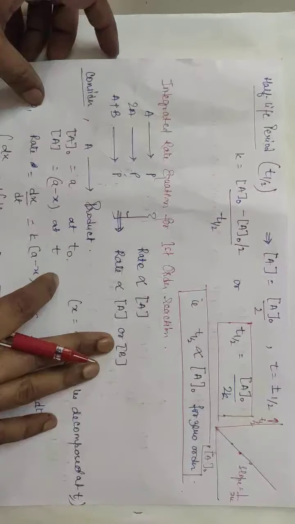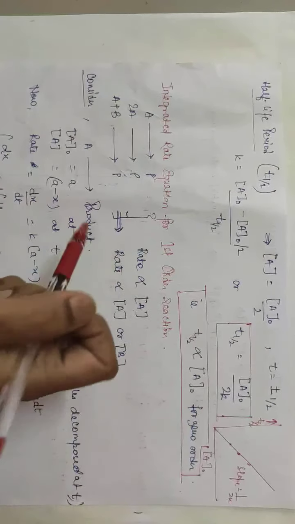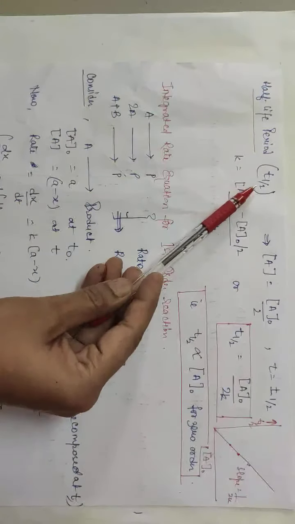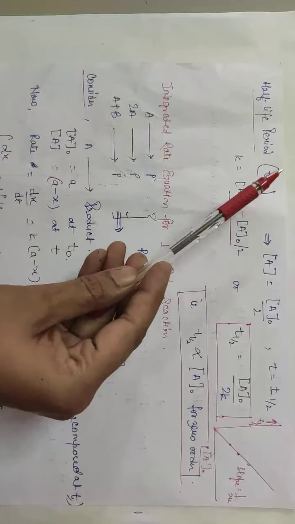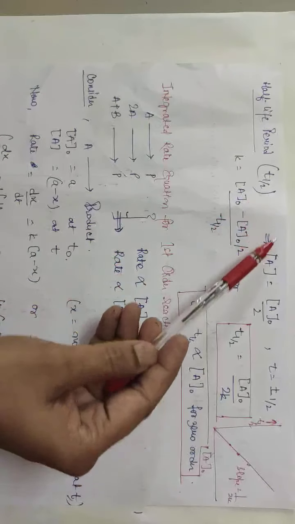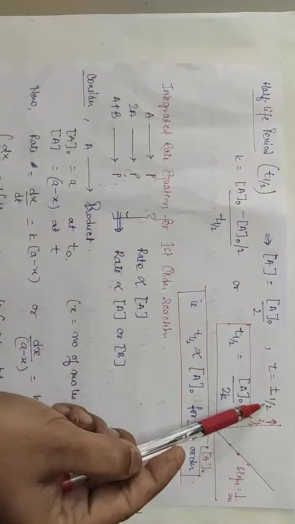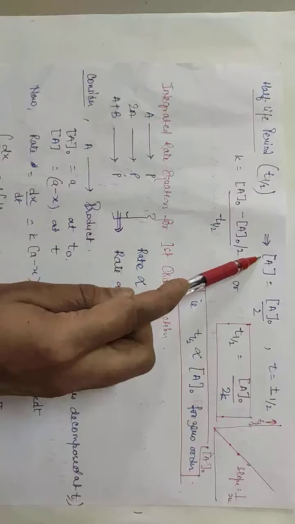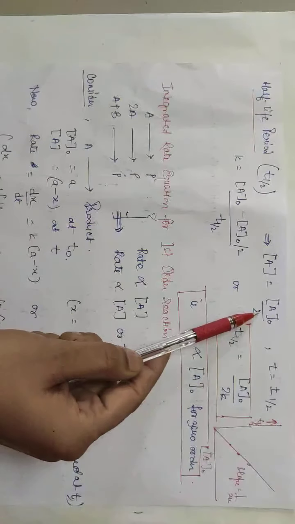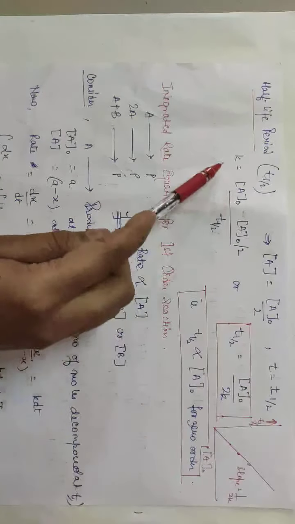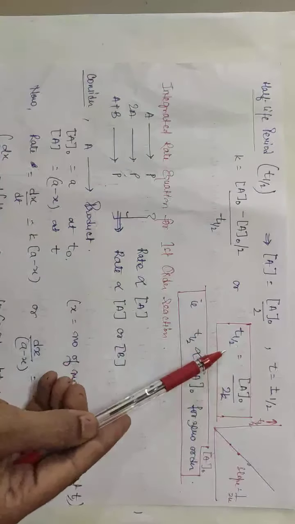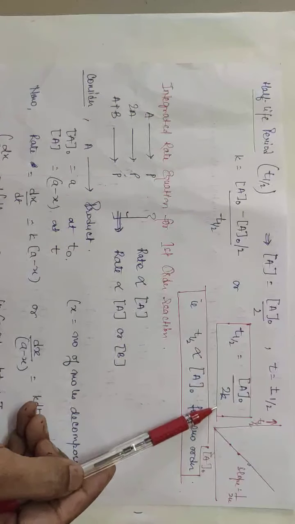Now let us see the half-life period for the zero order reaction. Half-life period means the t half, when half of the reactant has been consumed. That is, only half is left, half of the reactant is decomposed or consumed. Now at t equal to t half, concentration will be equal to initial concentration by 2. Putting these two values in the previous equation, we will get K as A naught minus A naught by 2 upon t half, or t half will be equal to A naught by 2K.